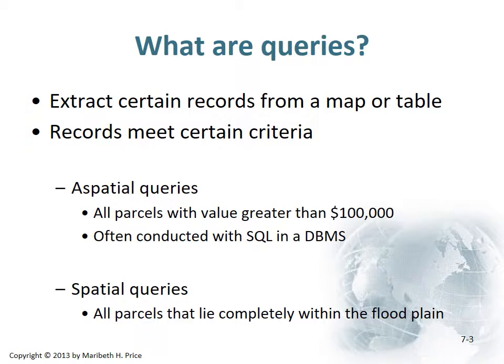So here's some examples. An aspatial query: all property parcels with a value greater than 100,000. We do those with SQL statements. And then compared to that are spatial queries, where we're asking space a question. So all property parcels that lie completely within the floodplain. So we have to know what the floodplain is and what the property parcels are and whether they are within the boundaries of the floodplain. So that's spatial data. And that space is something that we can use as a form of a query in GIS programs.